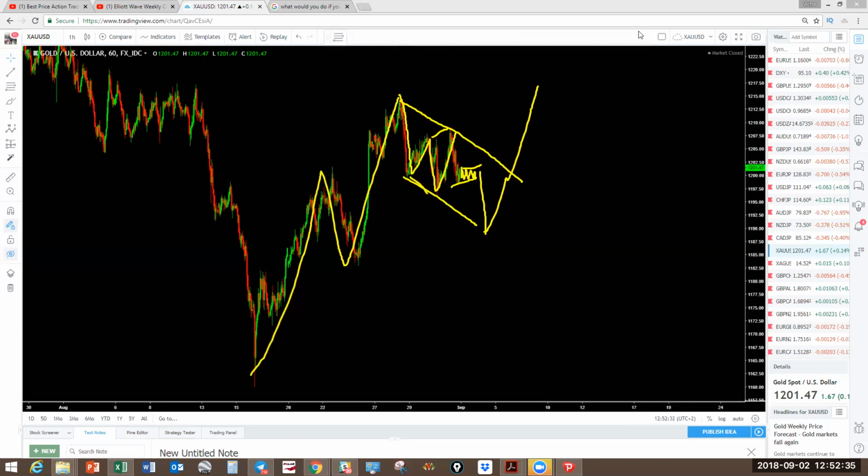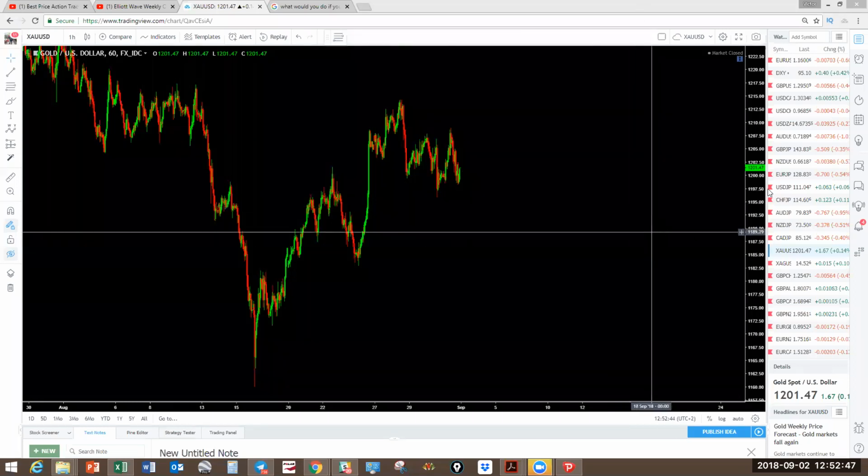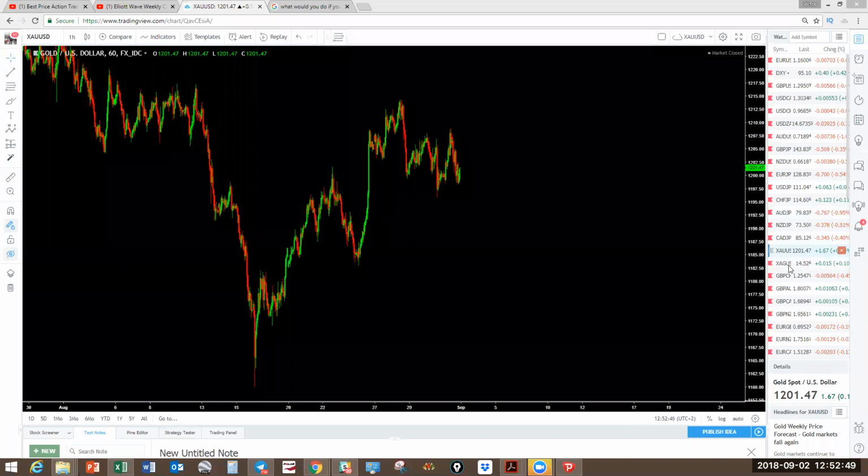I'm looking for downside specifically because of what silver is doing, because this structure on gold, if I was trading structure alone, is telling me that I will go to the upside. But let's have a look at silver and see what I'm talking about here. Silver.